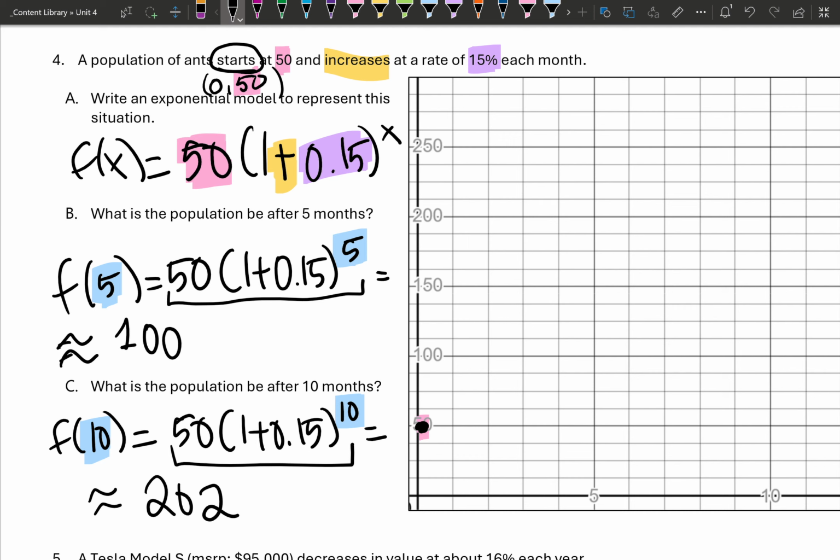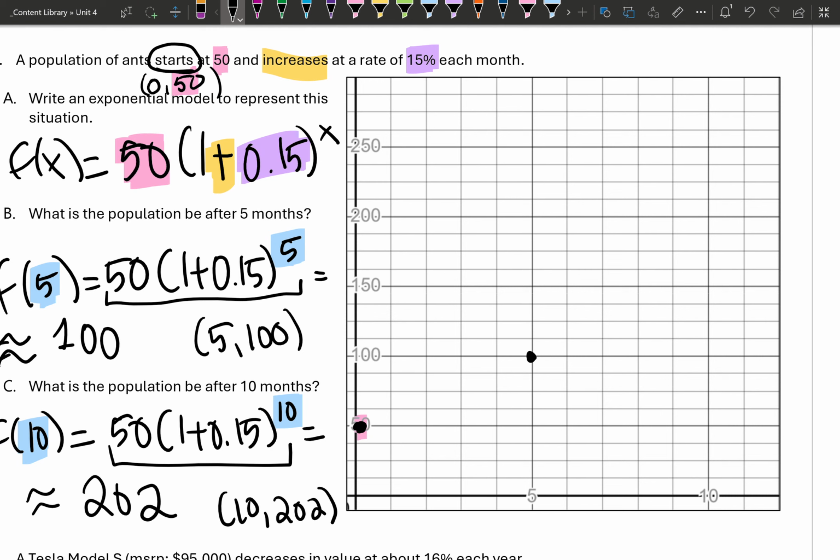Next, we already solved the 2 more points. We solved for the point (5, 100), because we plugged in 5 for x and got 100 for our y, and we also got (10, 202). Let's graph it. (5, 100), (10, 202). Here's our graph.